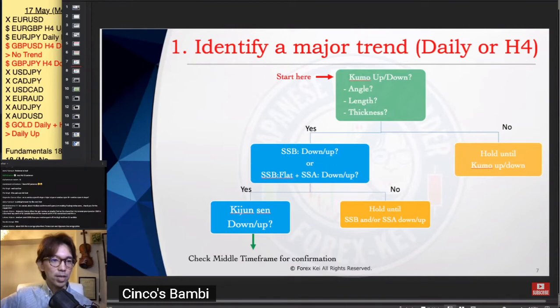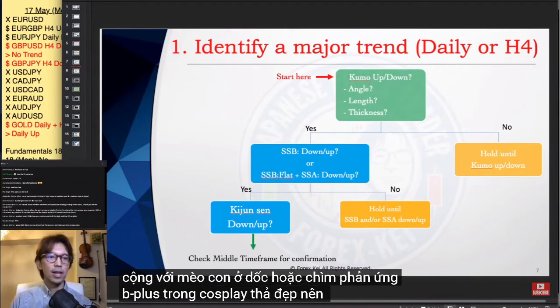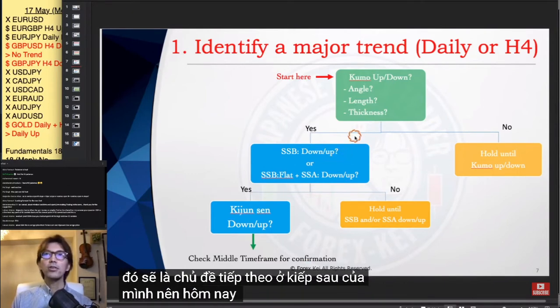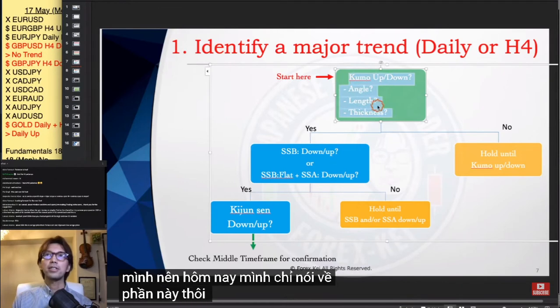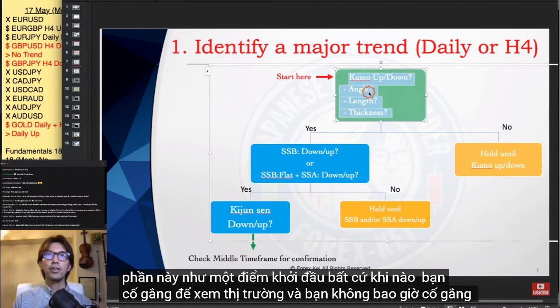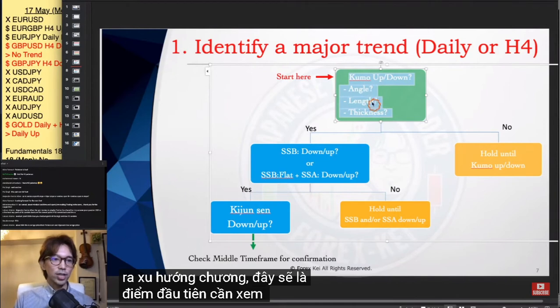So is it Senko Span B slope plus Kijun-sen slope, or Senko Span B plus Senko Span A slope? I think that will be the next topic on my next live. So today I only talk about this part as a starting point. Whenever you try to see the market and capture trend, this is going to be the first point to look at.